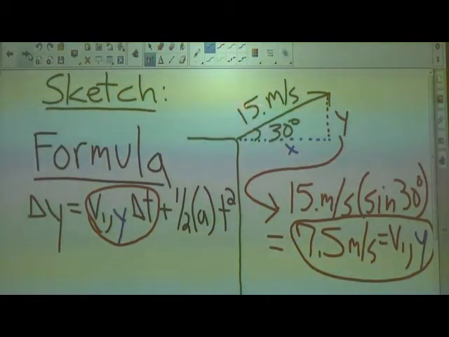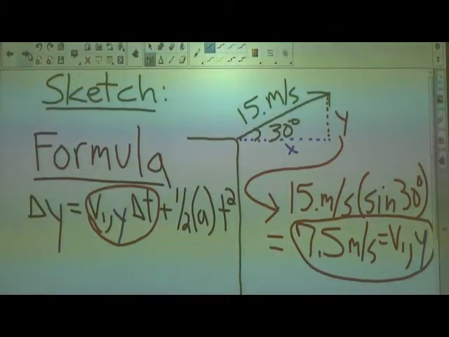Because you can find the initial velocity. This is not the initial velocity you need. What you need is this initial velocity going up. So how much of this 15 meters per second is going up? So you would use the sine angle times this magnitude. So this is the initial velocity going in the y direction.